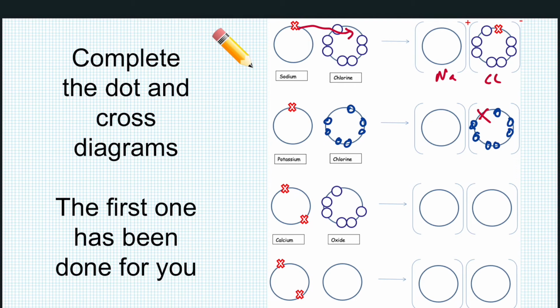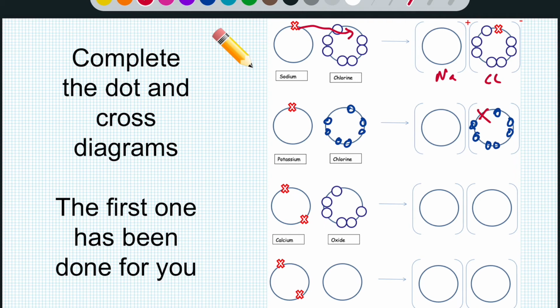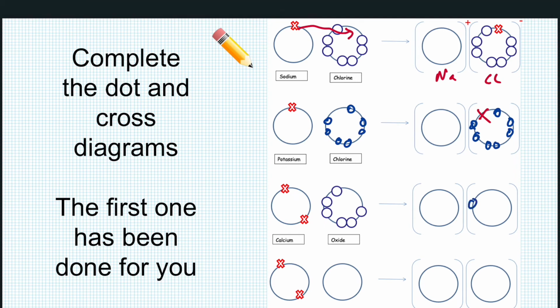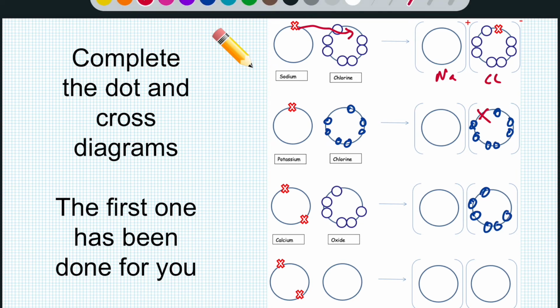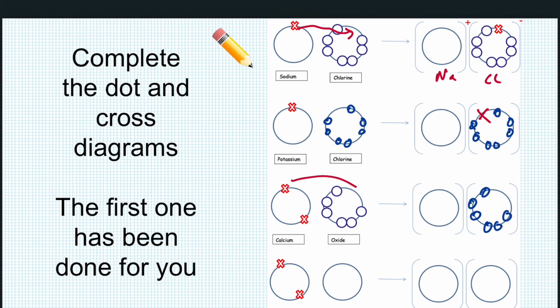Next one, calcium oxide. Again, we're going to draw in our oxygen electrons because they don't move. Our 2 calcium electrons both move across here, so we get 2 electrons there, and we get calcium oxide. Oh, I should have written KCl there for potassium chloride. Potassium's got a weird chemical symbol.